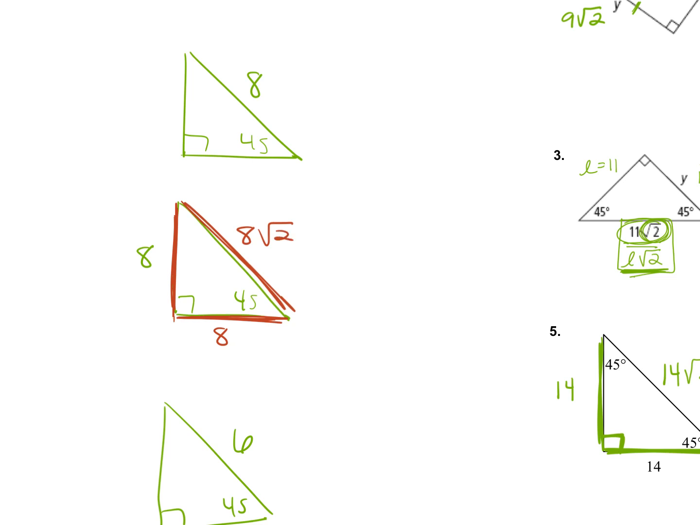But if I give you the hypotenuse, it's a different process. What is this leg? 4 rad 2. Take that number, divide by 2, and multiply by rad 2. 4 rad 2 and 4 rad 2.